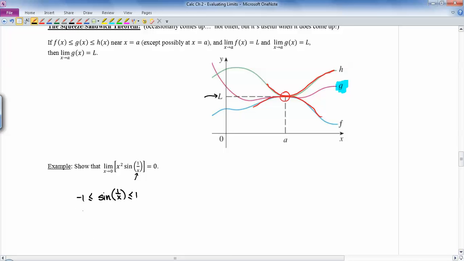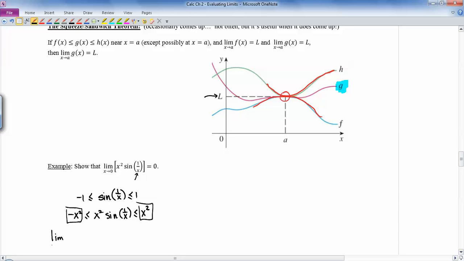So that means that the function that we want, which is x squared sine of 1 over x, has to vary between whatever x squared is and whatever negative x squared is. Right? That's what we want. Well, let's look at what these two functions do when x is close to 0.